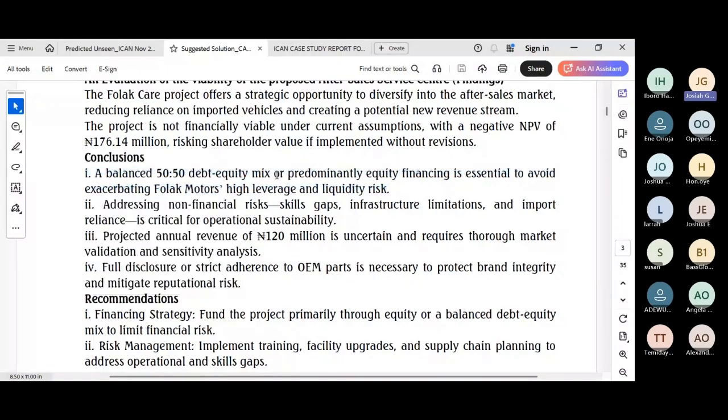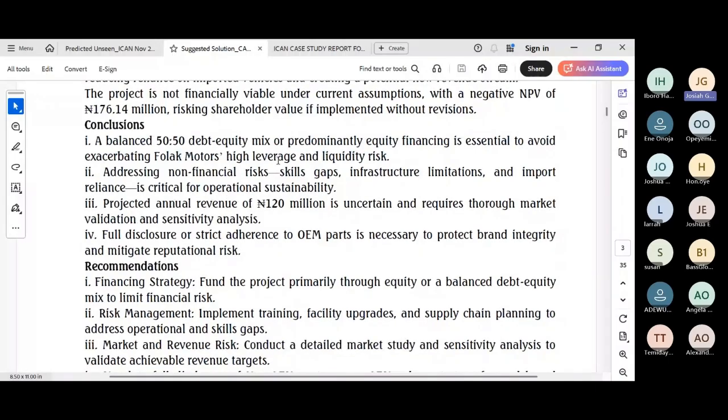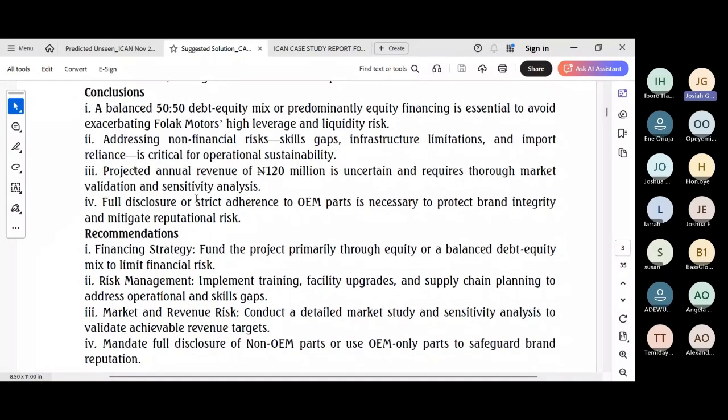1, based on the balance 50-50 debt equity inclusion. 2, addressing non-financial risk like skip gap. 3, projected annual revenue of 120 million. 4, full disclosure of strict adherence to OEM parts.